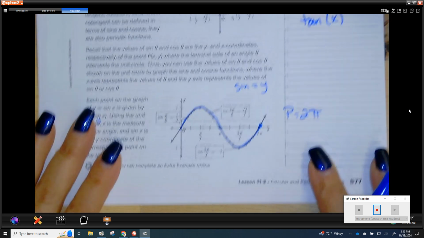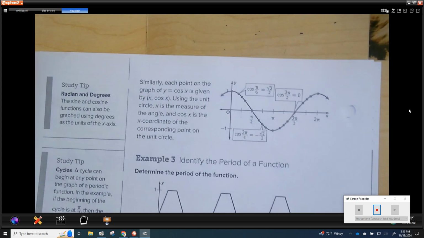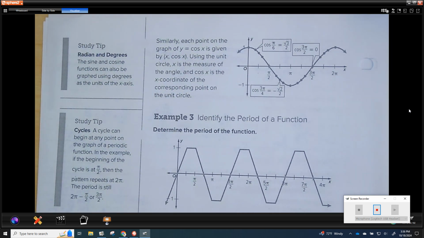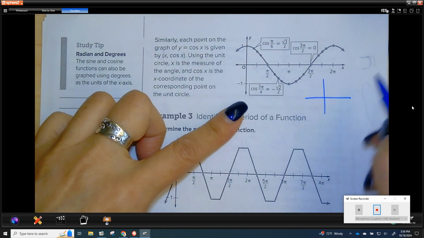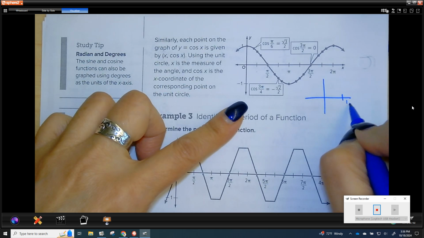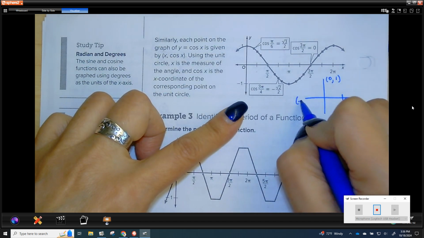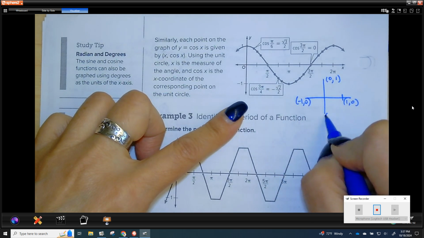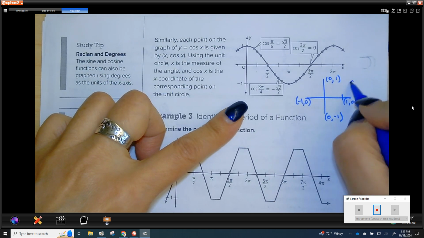Now let's look at cosine. Cosine, it actually looks more symmetric, but it's a little different because it's the x values. So remember our circle, I'm just going to do these. This is 1, 0. This is 0, 1. This is negative 1, 0. And this is 0, negative 1. So cosine are your x values.